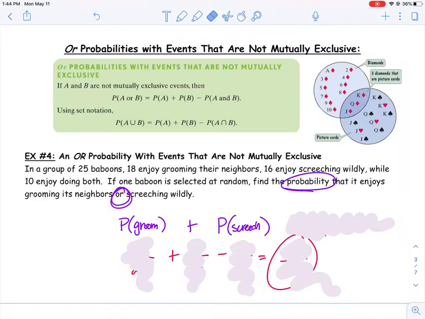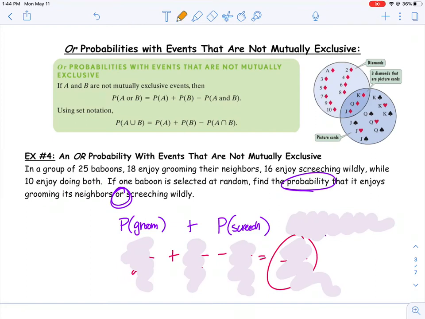All right, here's our next video in section 11.6. We're going to continue talking about OR probabilities. Remember we just saw in the last video that OR means to add, but this time we're going to talk about what happens if these events are not mutually exclusive, so if they could happen at the same time. So think about a deck of cards.